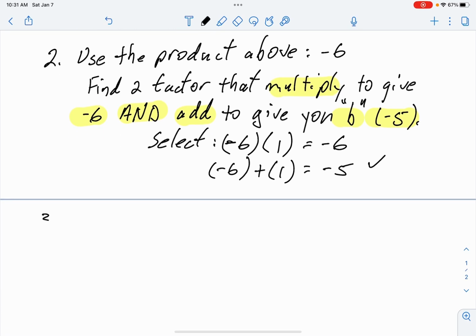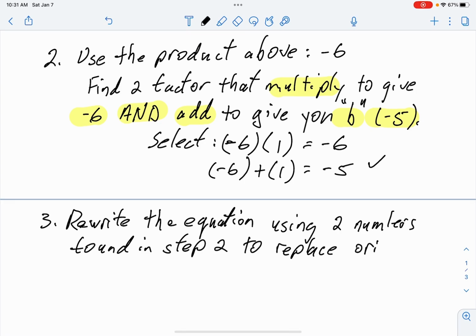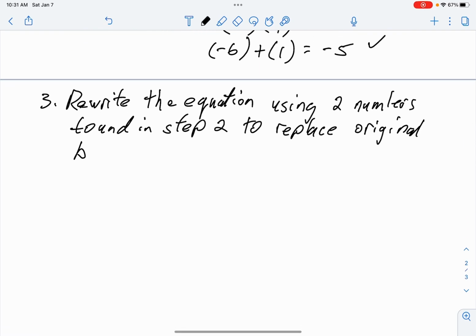Step number 3, rewrite the equation using the two numbers found in step 2 to replace the original b of x. Okay, so let me do that.